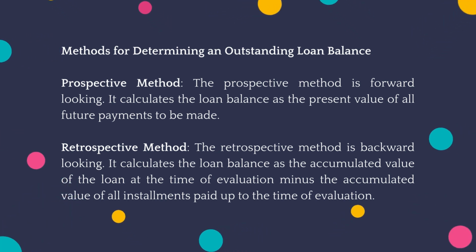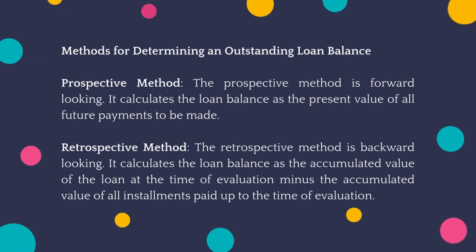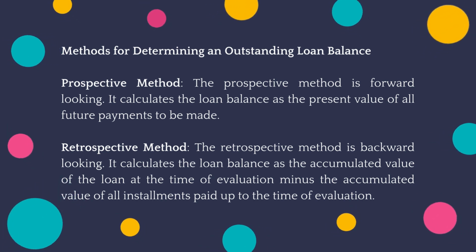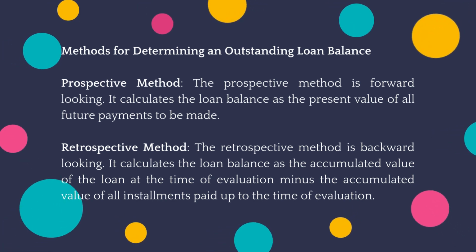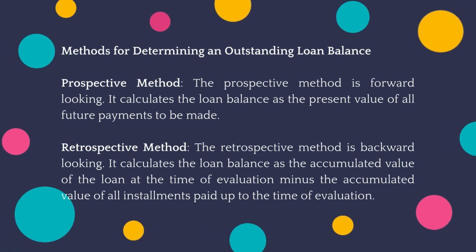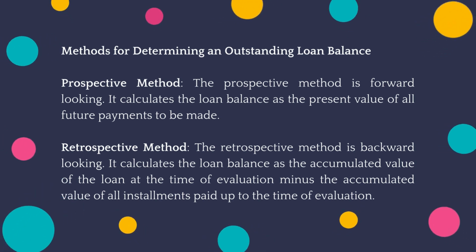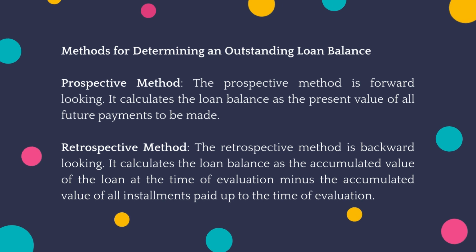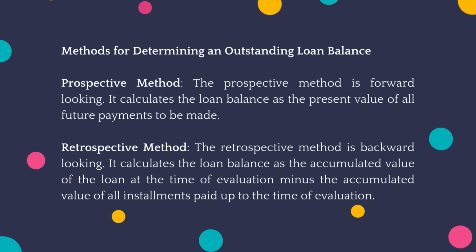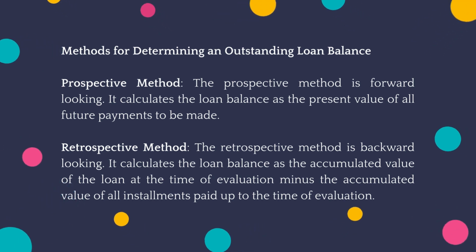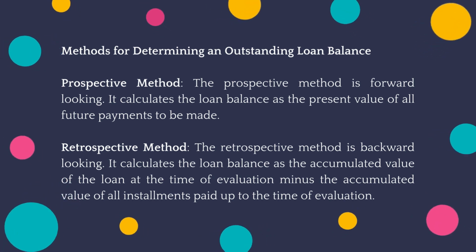So it involves using present information to make assumptions or forecasts about what might happen in the future. Next is the retrospective method. The retrospective method is backward-looking, so it calculates the loan balance as the accumulated value of the loan at the time of evaluation minus the accumulated value of all installments paid up to the time of evaluation. So it involves analyzing past financial data and transactions to evaluate the effectiveness of previous strategies to inform future decisions.